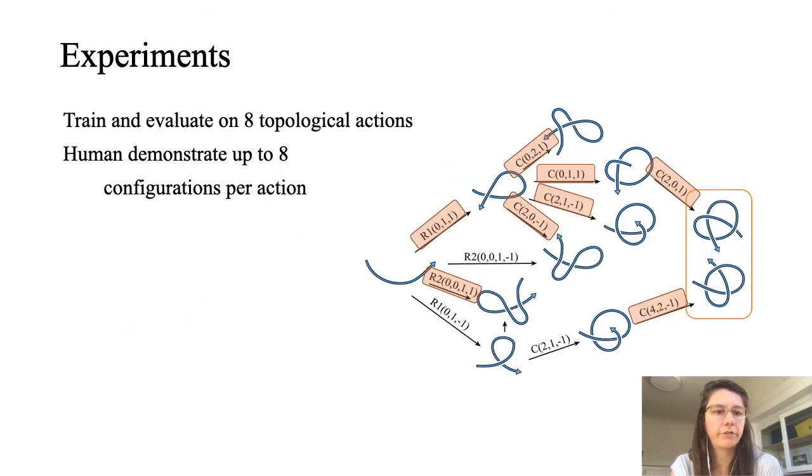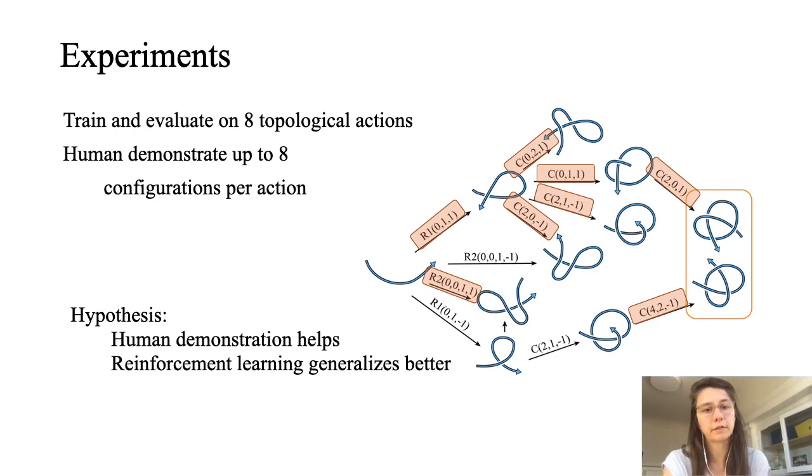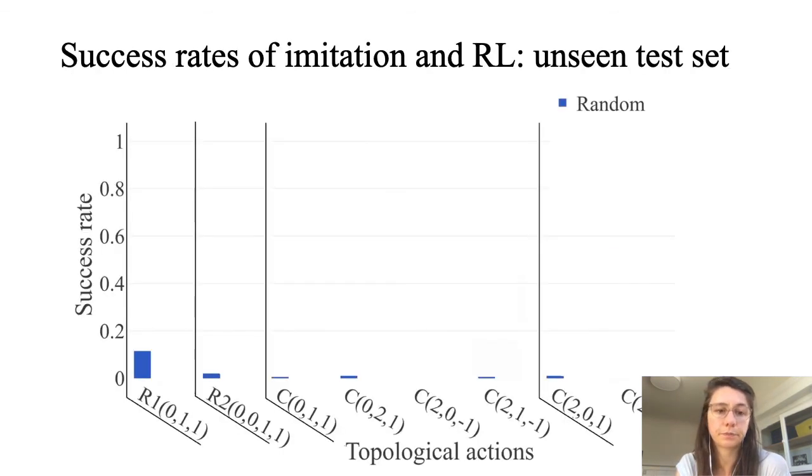So we trained and evaluated 8 topological actions. They are highlighted in this figure. And considering the physical thickness of the rope, we picked the actions with only a few intersections just to make it practical. And we collected human demonstrations on up to 8 geometric configurations for each topological action. And in the first set of experiments, we wanted to verify 2 hypotheses. First, that using human demonstrations helps increase motion planning success rate and speed. And second, that reinforcement learning helps generalization on top of imitation learning.